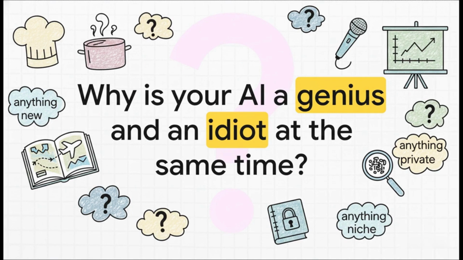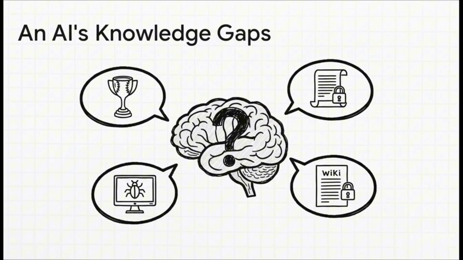Have you ever noticed this? Large language models like ChatGPT are incredible. They can help you write code, plan a vacation, you name it. And yet, one second later, they're completely clueless about anything new, anything private, or anything niche. Ask it who won last year's World Series, and nothing. It's totally in the dark, because its knowledge has a cutoff date.